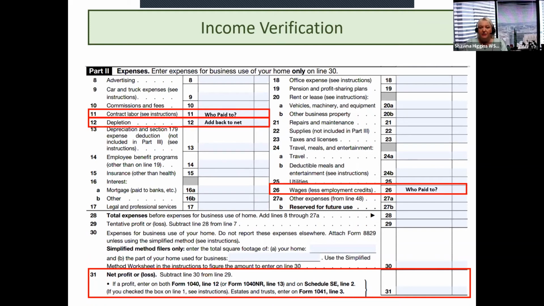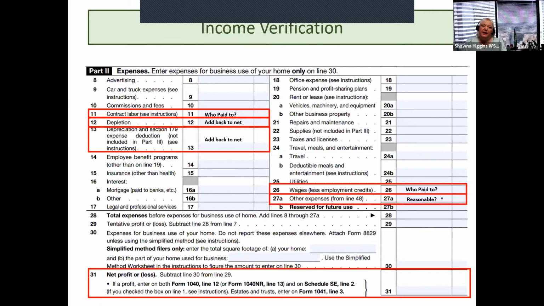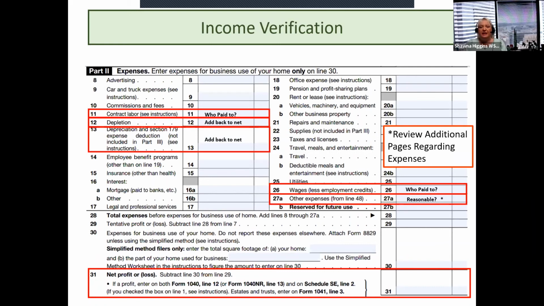Depletion, you're going to take that amount and add that back in with the net. That's not an expense that can be taken. And also depreciation. You want to add that back to the net as well. And then you're going to want to look at the other expenses. Are they reasonable? And you're going to review it against additional pages because normally that's on another page. And again, we don't expect you to be an accountant, but if something is kind of a red flag to you, please let us know what the explanation is, because it's going to be a red flag to us as well.